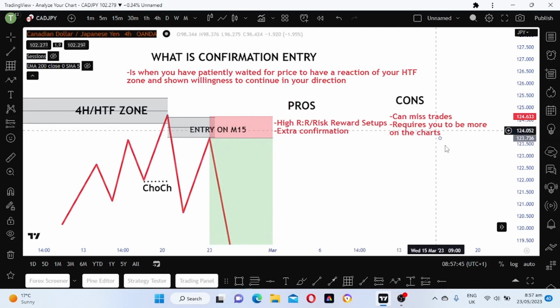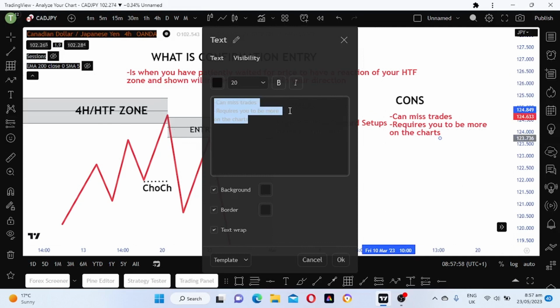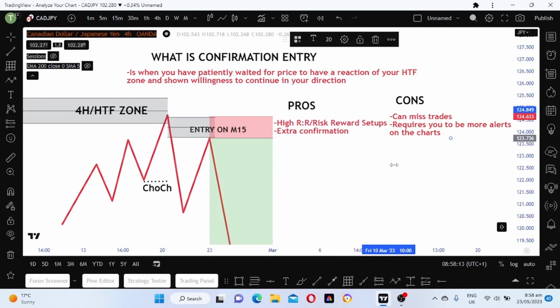The bad thing about this one also is that it requires you to be more alert on the charts, guys. As you can see here, you have to monitor the charts 24/7. That's the bad thing about this confirmation entry, guys.